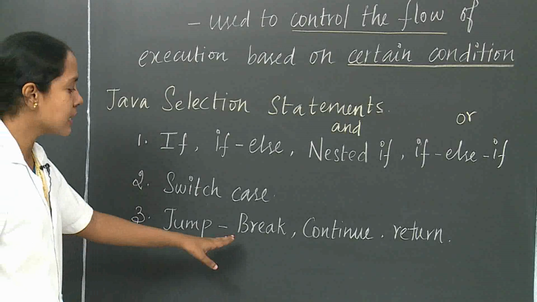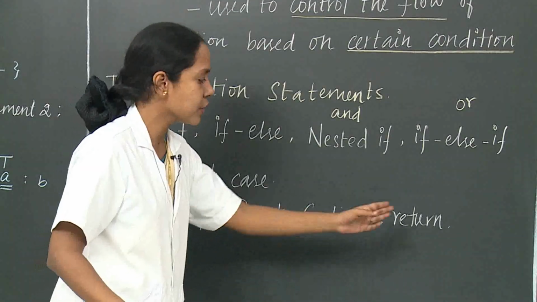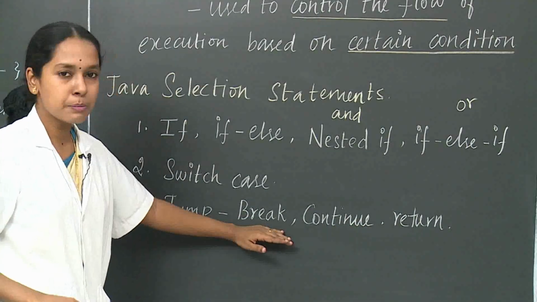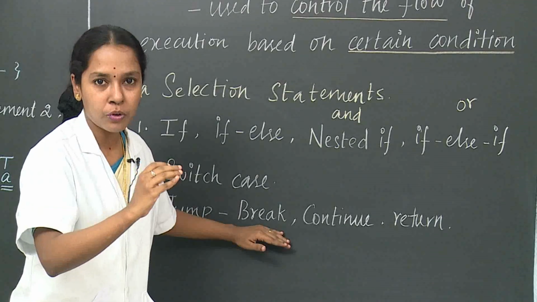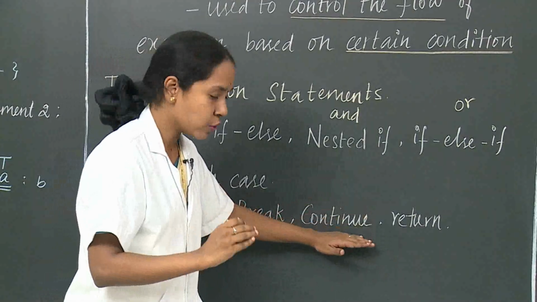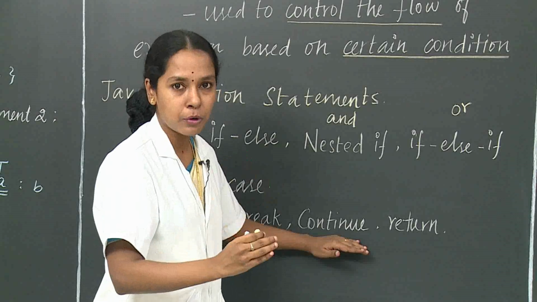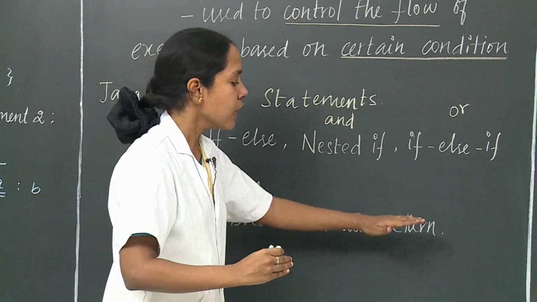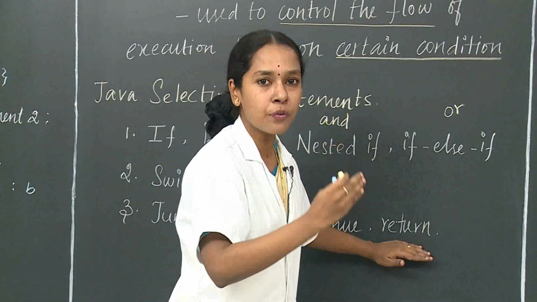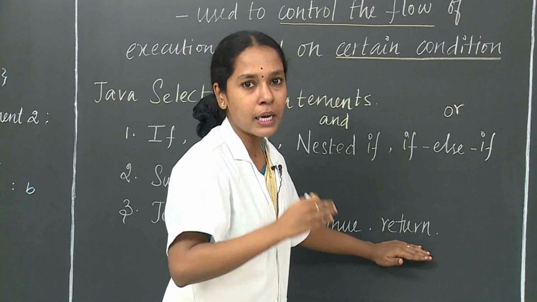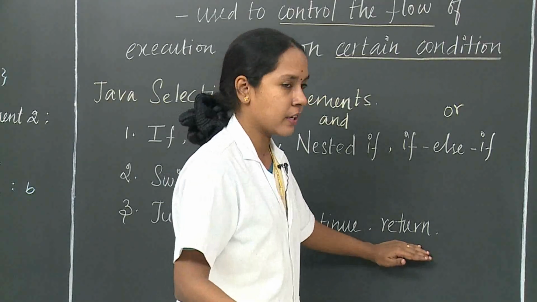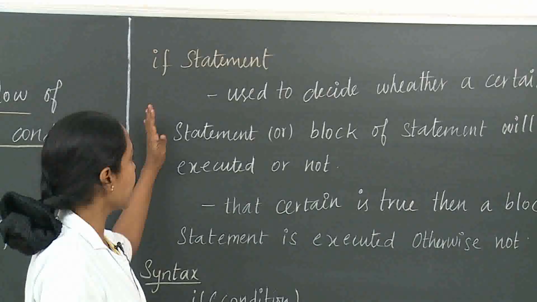Next one is jump. In jump, break, continue, and return are there. First one is break. I have to stop my program by using a break. Whatever it may be, if I have to continue my program, for that I have to use continue. Return is nothing but I just go to another statement. For that purpose I use return. So the first one is the if statement.